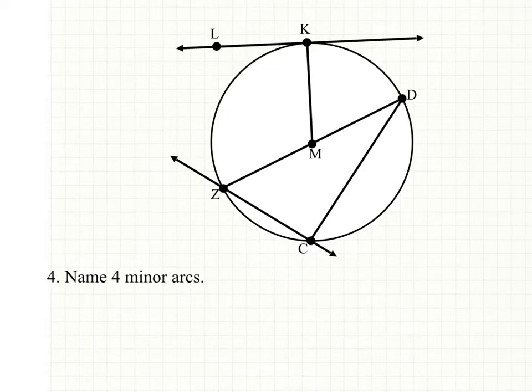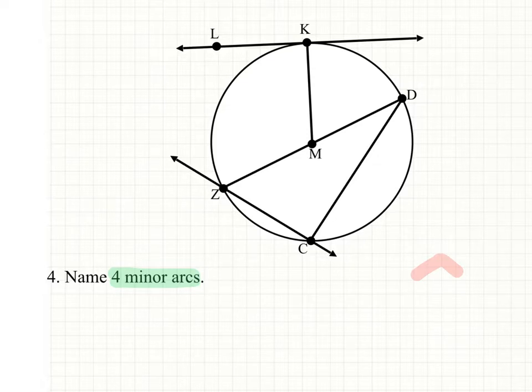Let's move on to question 4. Name 4 minor arcs. Now remember, a minor arc has a measurement less than 180, and we use 2 different letters to name the minor arc. And we use this symbol on top of the 2 letters we use. So go ahead and name 4 different minor arcs.